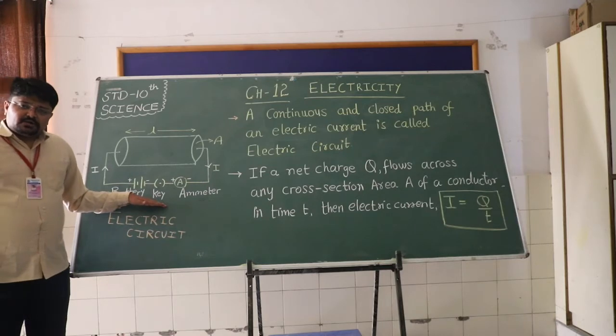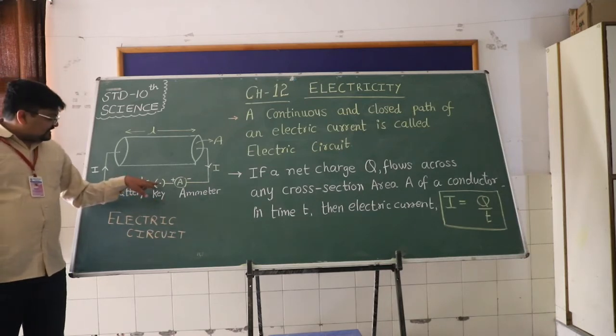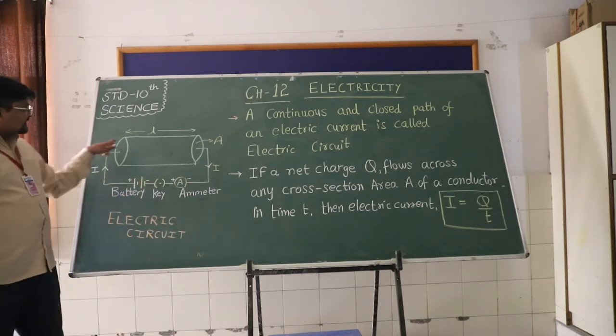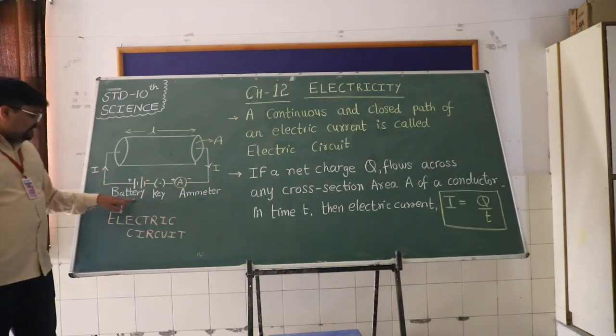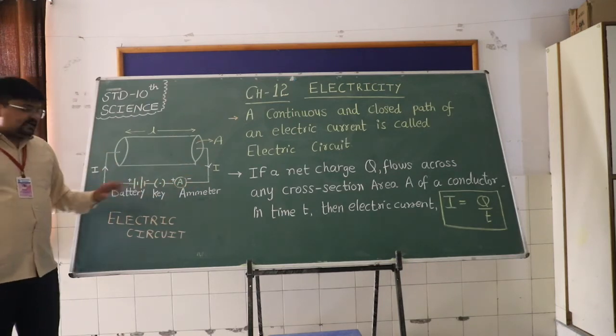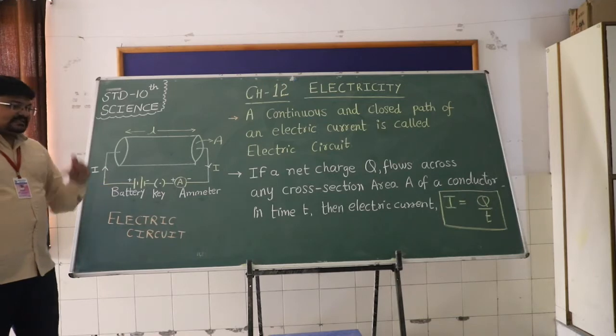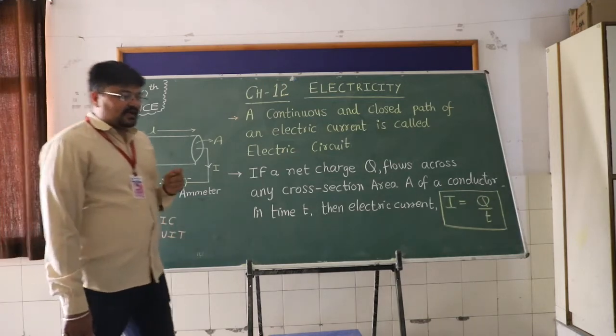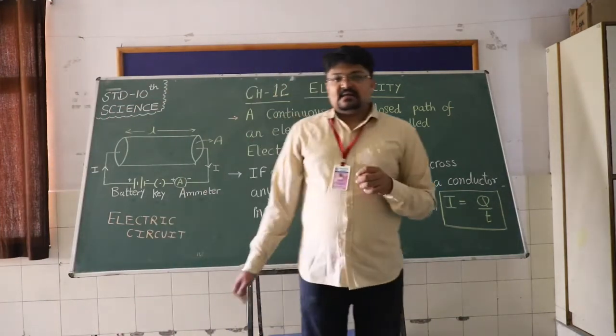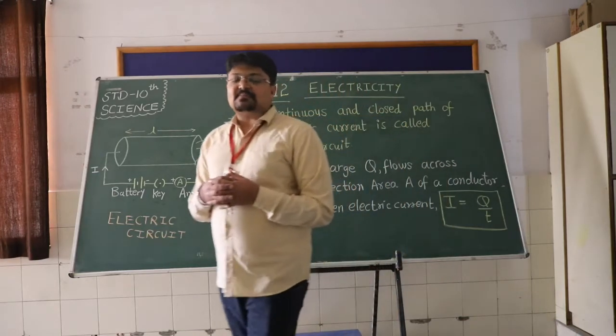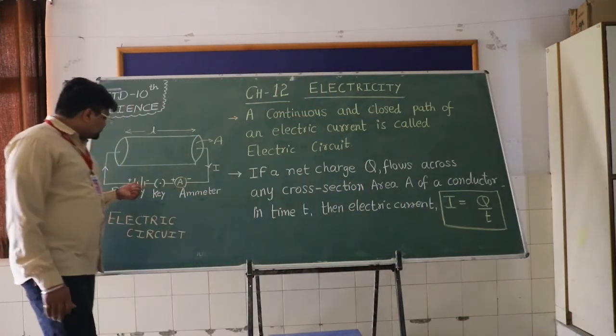Plug key, as you all know, is a type of switch. If it is closed, then only the electric current will flow. The battery contains positive and negative terminals. The cell which you have contains 1.5 volt. Here we have taken a battery, so it is around a 6 volt battery. So that is what we have used over here.